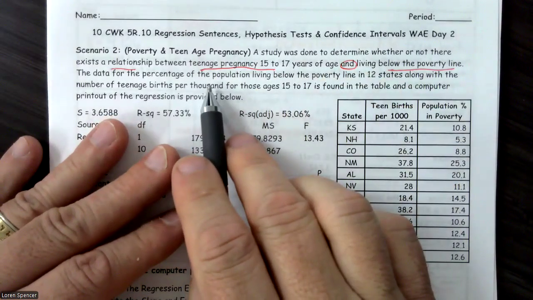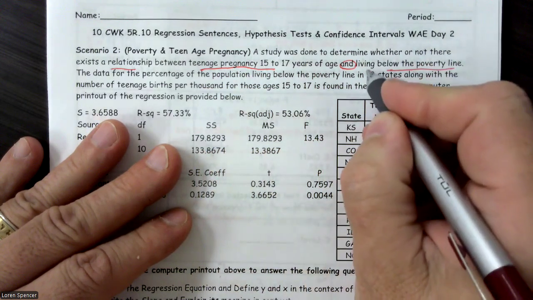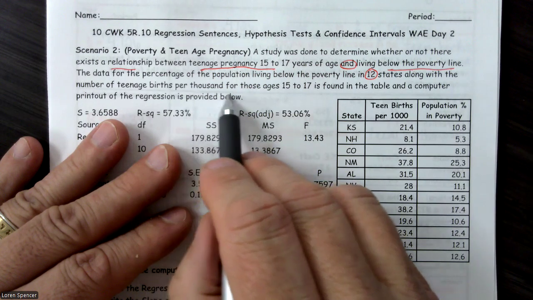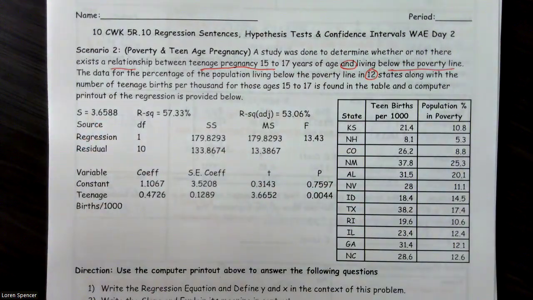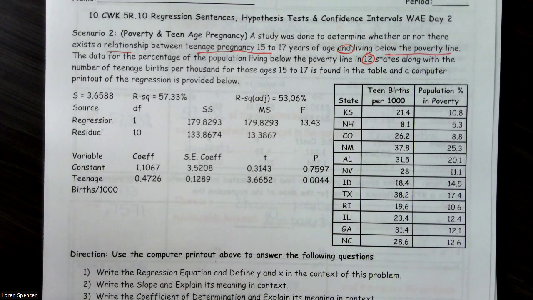All right, the data for the percentage of the population below the poverty line in 12 states. So we have a sample size of 12, along with the number of teenage births per thousand for those 15 to 17 is found in the table, and the computer printout for the regression is provided below. It says write the regression equation and define y and x for this problem.